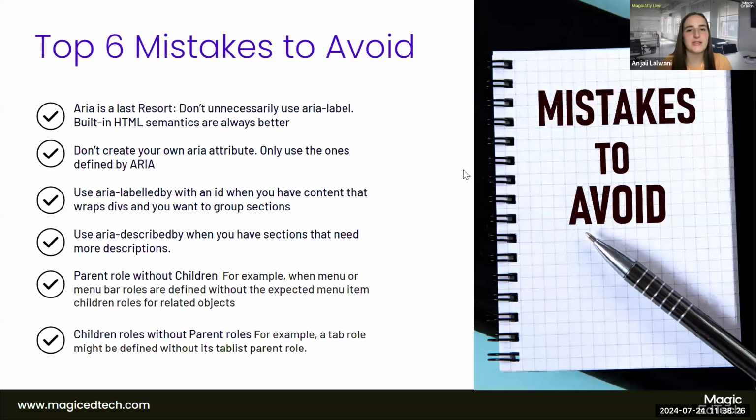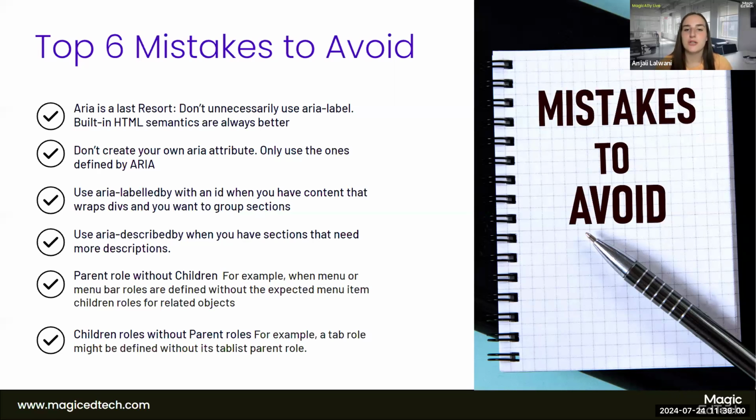Last but certainly not least, top 6 mistakes to avoid. Using ARIA as a last resort: don't unnecessarily use ARIA Label. Built-in HTML semantics are always better. Don't create your own ARIA attributes, only use the ones defined by ARIA. Use ARIA Labeled By with an ID when you have content that wraps divs and you want to group sections. Use ARIA Described By when you have sections that need more description.